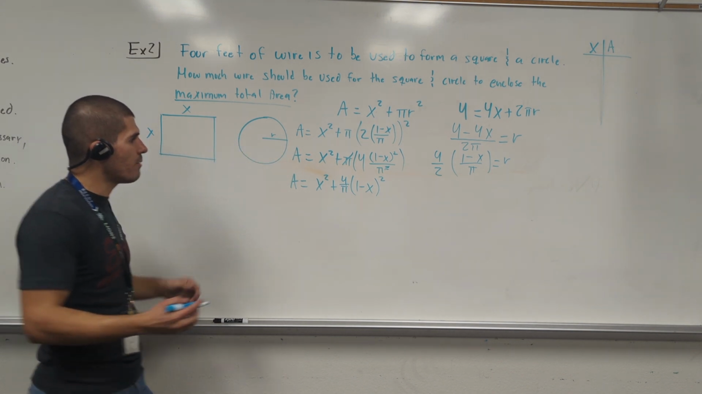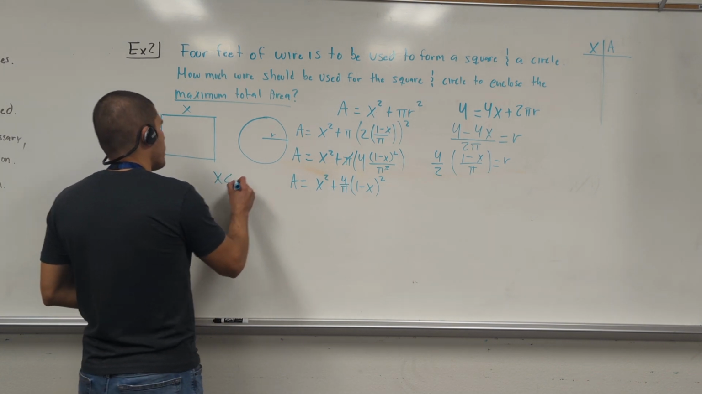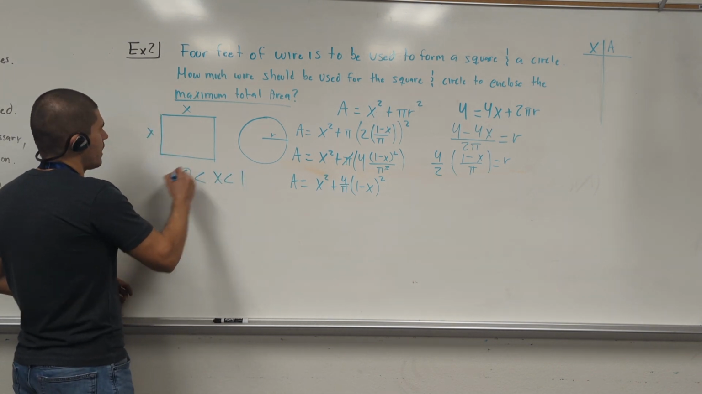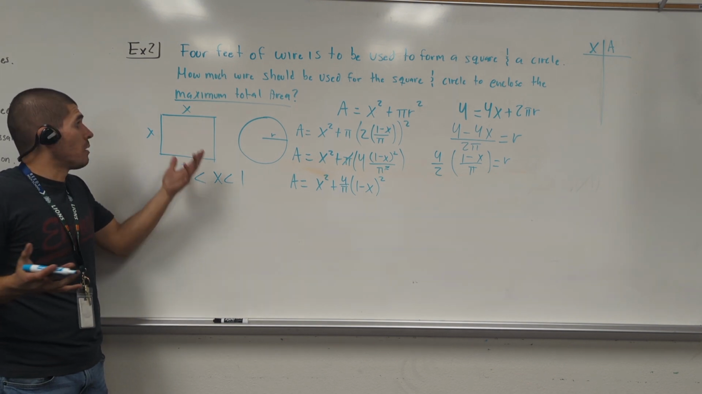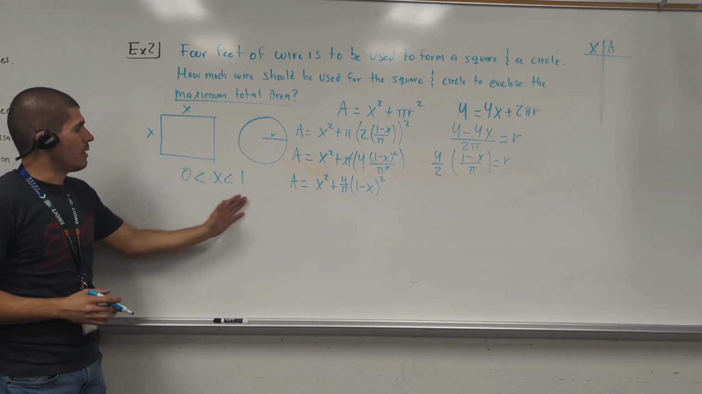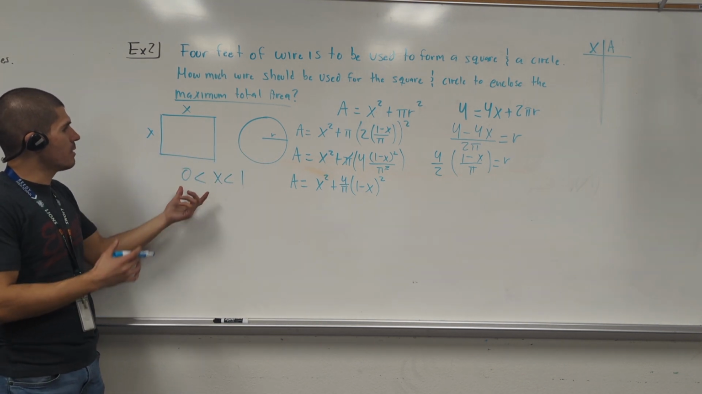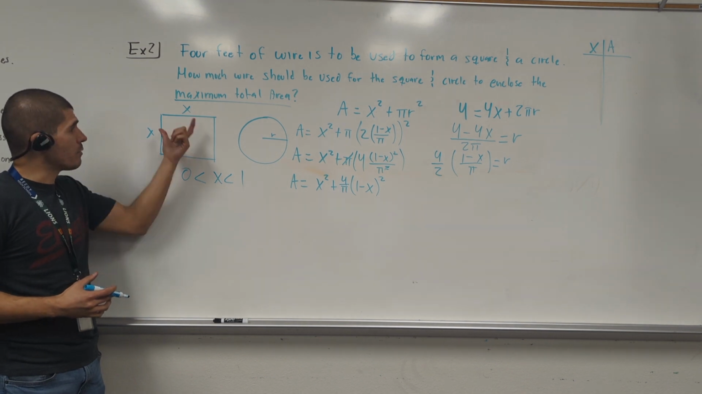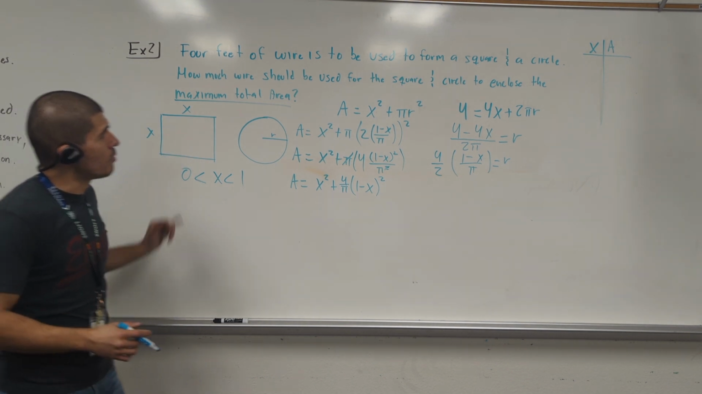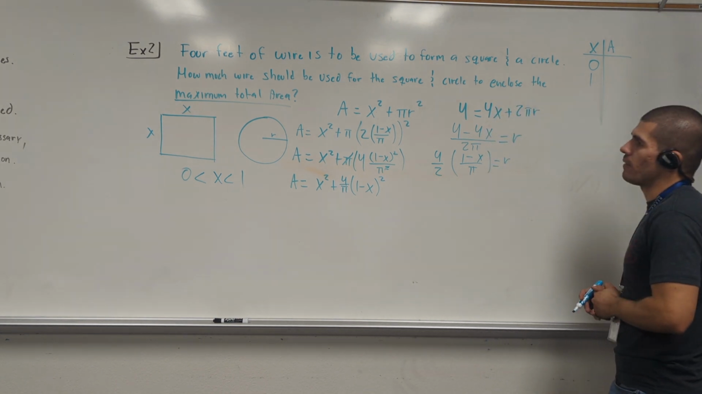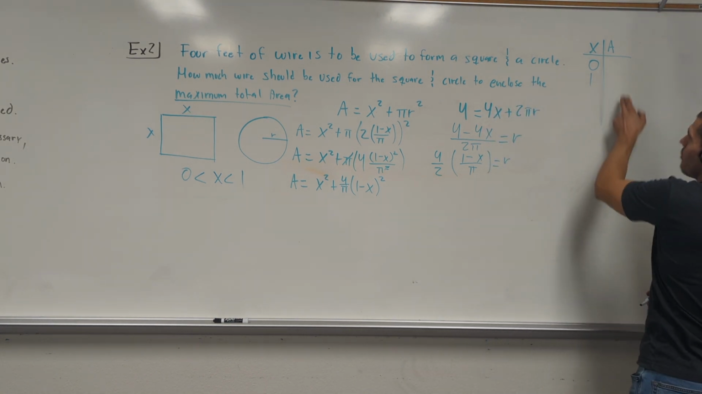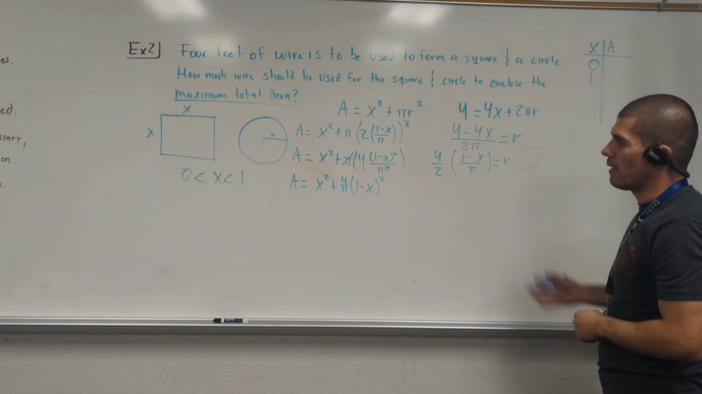So I guess my domain physically for this would be x cannot be greater than 1, but it definitely has to be bigger than 0. That way I can actually make both a square and a circle. So that's important to know. That means this is going to be relatively small dimensions for the square. Okay, so 2 of my candidates are going to be 0 and 1, which I can figure out now, and then I'll come back.